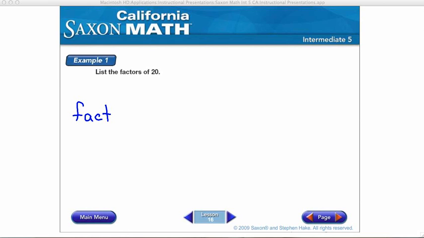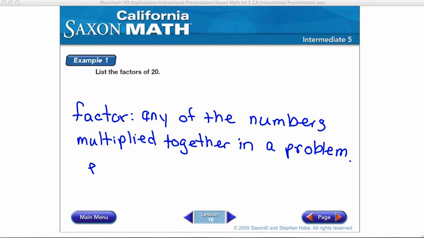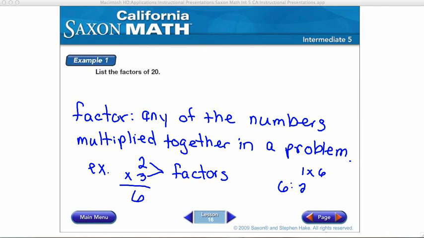A factor is any of the numbers multiplied together in a problem. So, for example, 2 times 3 equals 6. 2 and 3 are my factors. I can also get 6 by multiplying 1 times 6. So, if I have 1 times 6 and 2 times 3, 1, 2, 3, and 6 are my factors.